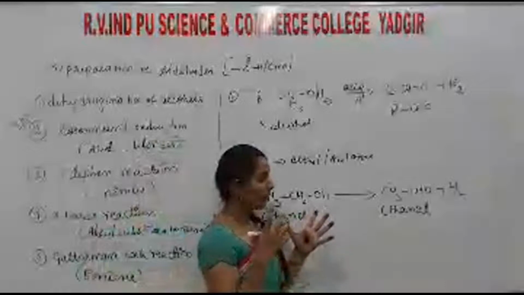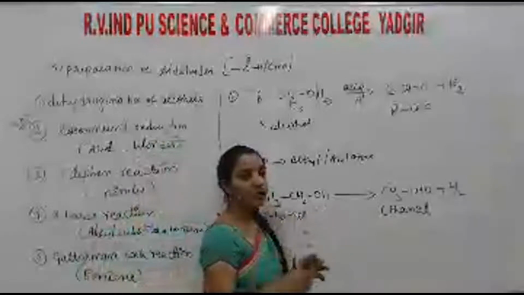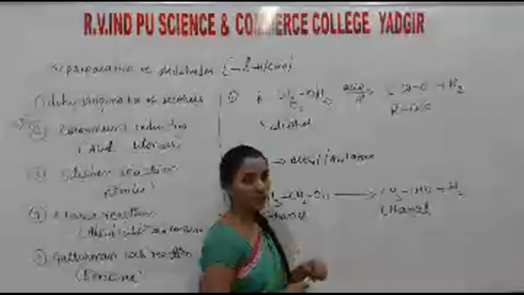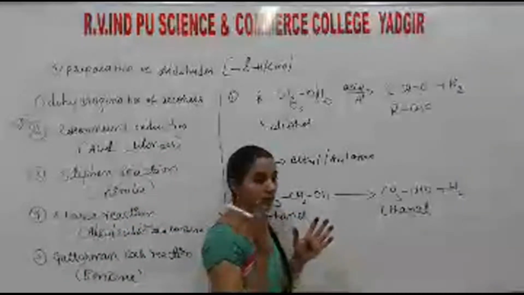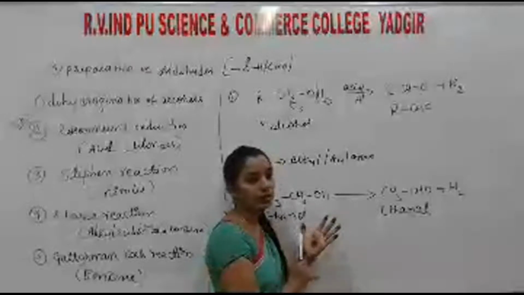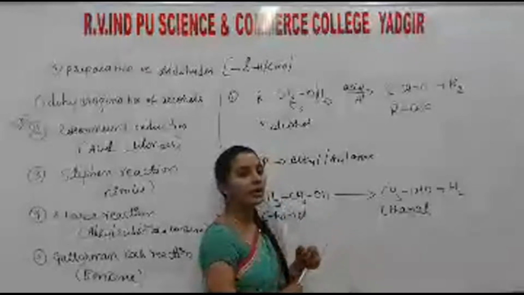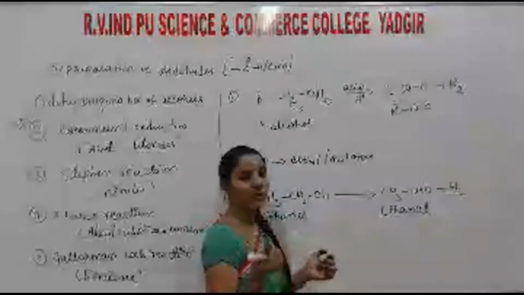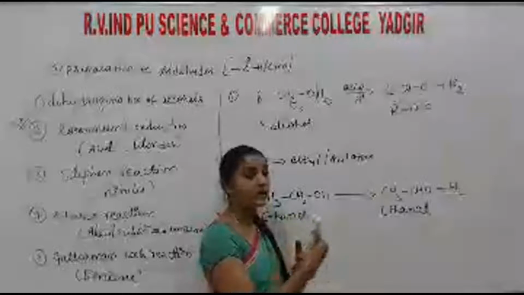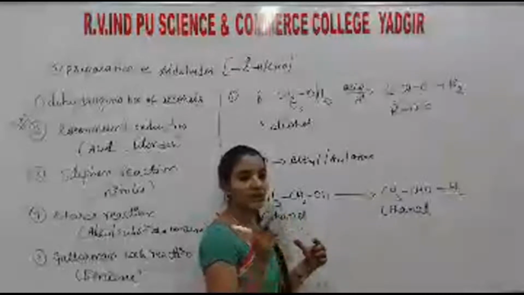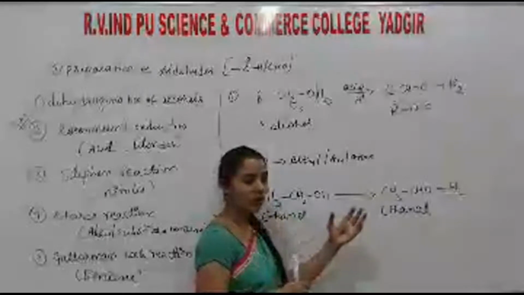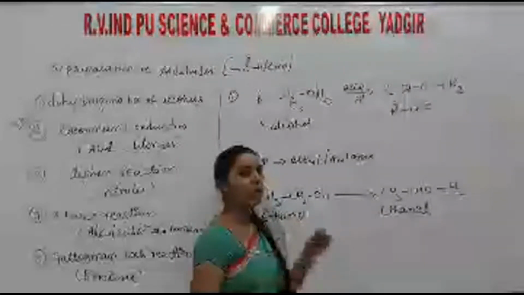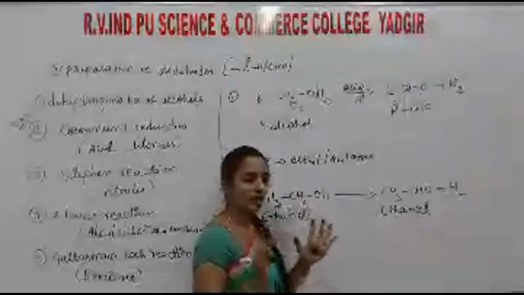Next, if they ask you to write the reaction for preparation of aldehyde from alcohols, then you have to remember that they are asking for aldehyde, so I have to take a primary alcohol as the reagent. If they ask to write the reaction for the preparation of ketones from alcohols, they are asking for ketones, so I have to take a secondary alcohol as the reagent, then only we can get ketone. That you have to remember.